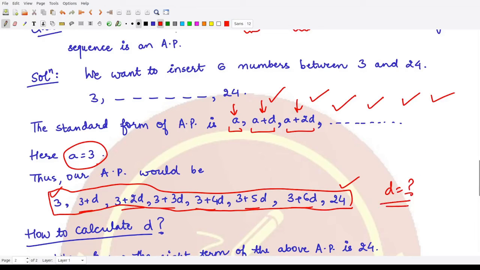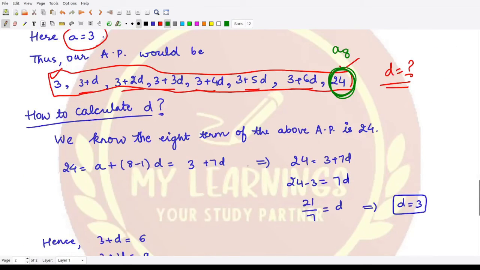In order to calculate the value of D, we will make use of this last term, right? What is the last term? It is 24, and according to the question, it is A8, the 8th term. 1, 2, 3, 4, 5, 6, 7, and 8th term, right? So we will make use of this thing over here. So we know the 8th term of the above AP is 24.